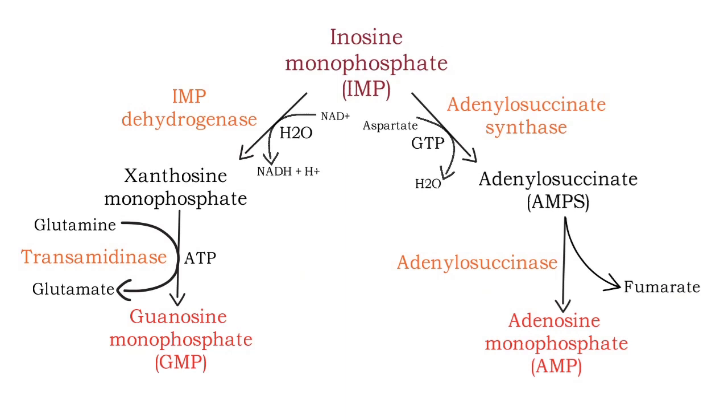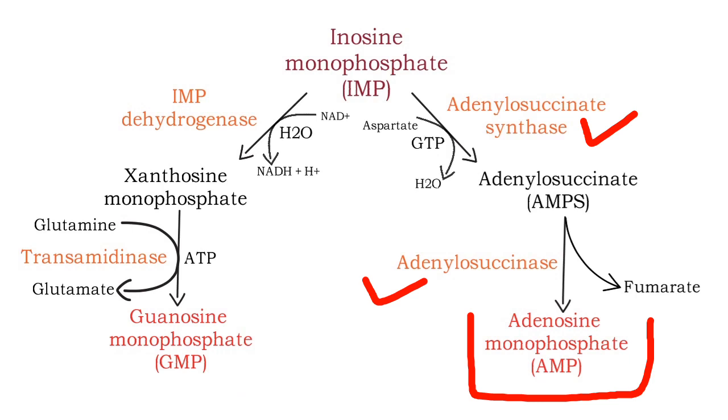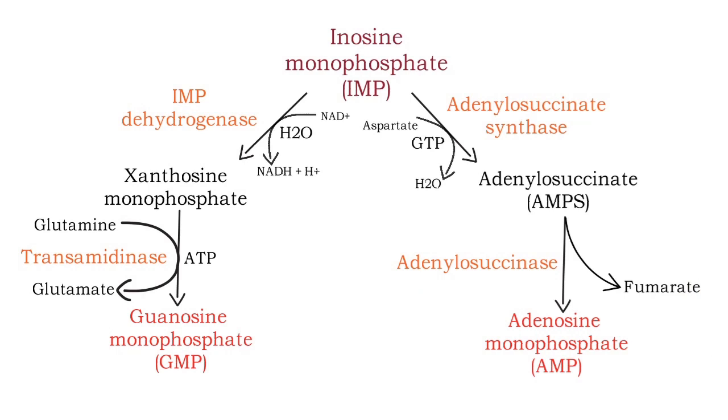At last, this inosine monophosphate will be converted to either guanosine monophosphate by dehydrogenase and transamidinase, or converted to adenosine monophosphate by adenylosuccinate synthase and adenylosuccinase. Regulation of this pathway, salvage pathway of purine synthesis and anti-cancer drugs we will discuss in the next video. So this is all about the de novo synthesis of purine with mnemonic.